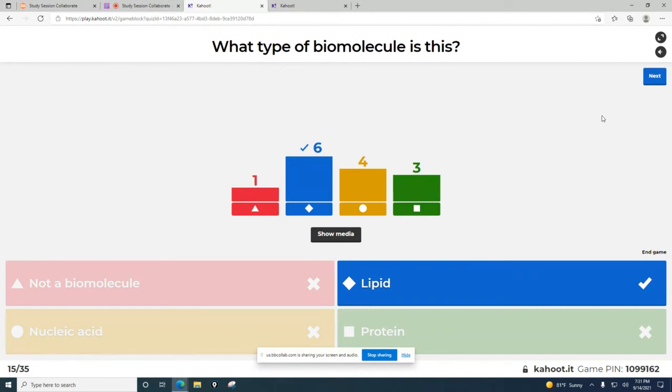Okay, so does that make sense? Kind of how I work through that? Yes. That is a favorite question, by the way. Put a steroid on there, ask you what kind of biomolecule it is, and you should be able to work through and be like, that's a lipid, mostly carbon and hydrogen.